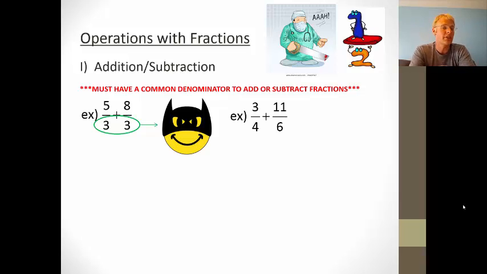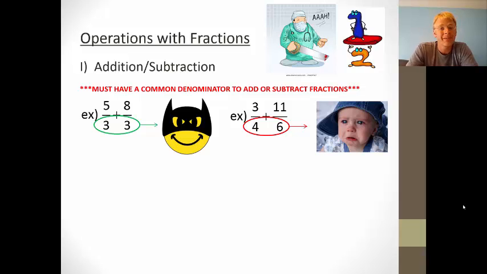But what happens if they're not the same here? 3/4 plus 11/6. Here, they're not the same, so we get a red light there. We cannot add. You can't do the addition, or if it was subtraction, the subtraction, if those are not the same. What happens if you do? You're going to make that cute little baby cry. Is that what you want to do? You want to be that guy that's making kids cry all over the place? No, I didn't think so.